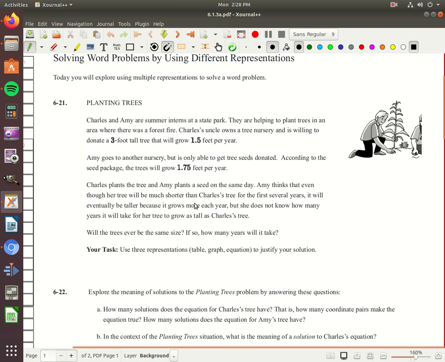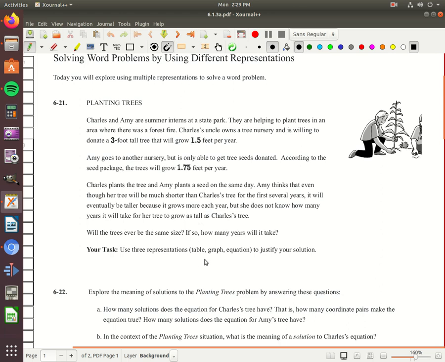Amy thinks that even though her tree will be much shorter than Charles's tree for the first several years, it will eventually be taller because it grows more each year. That makes a lot of sense. It grows an extra 1/4 foot a year. But she does not know how many years it will take for the trees to grow that yard. So will the trees ever be the same size? Yeah, it definitely seems like this one will pass it. How many years will it take?